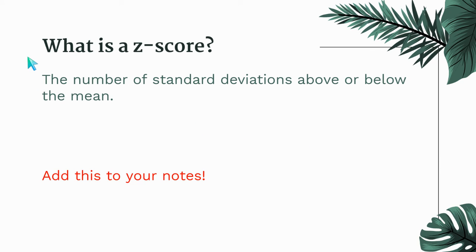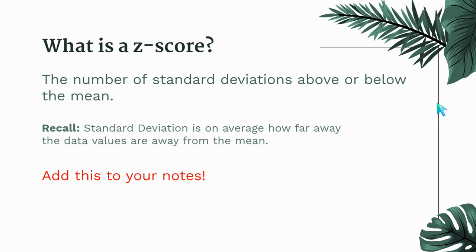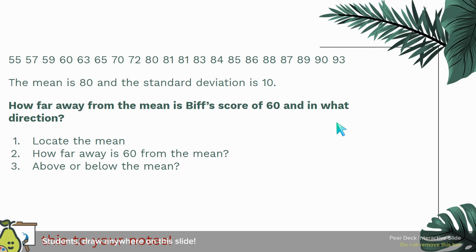So here's a new definition. What is a z-score? A z-score is the number of standard deviations above or below the mean. So recall, the standard deviation is on average how far away the data values are away from the mean. So let's practice. How far away from the mean is Biff's score of 60, and in what direction?